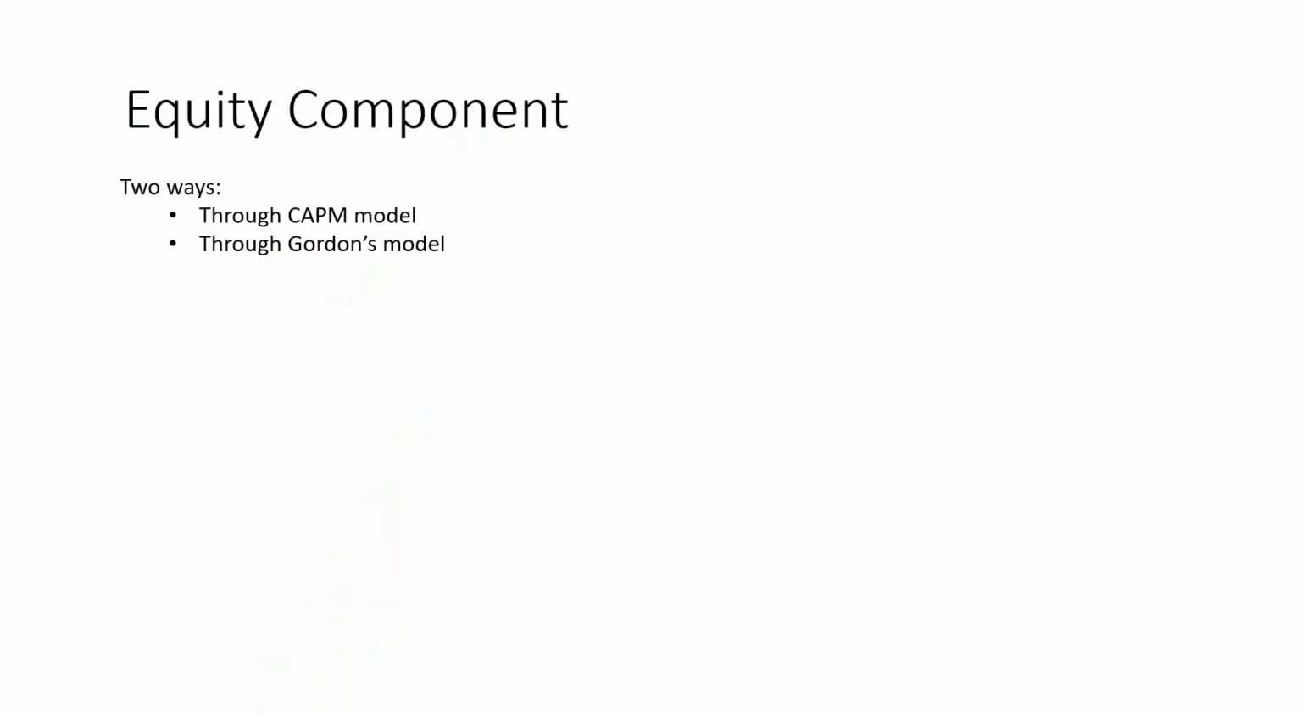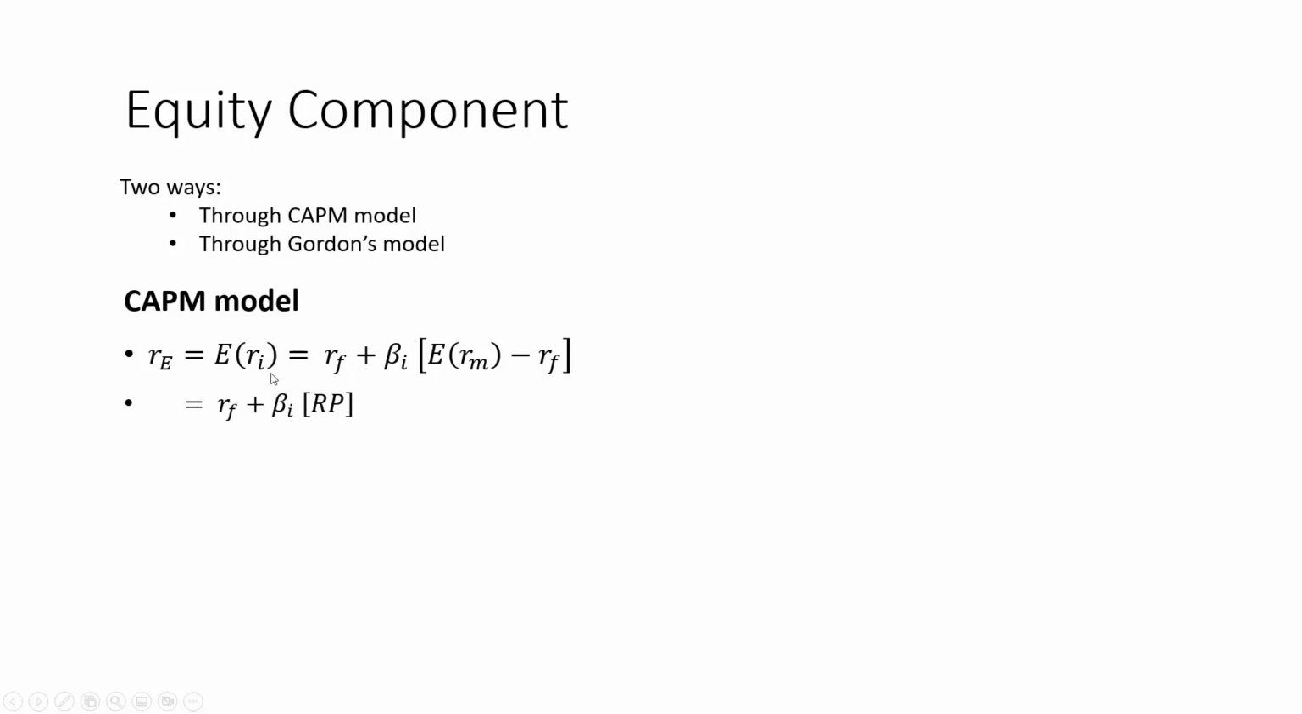The equity component, cost of equity, can be computed in two ways. The capital asset pricing model, the CAPM model, or Gordon's model of dividend growth. So let's look at each of them separately. First, we'll look at the CAPM model. In the CAPM model, we know that the expected return on equity is the risk-free rate plus beta times the risk premium, RM minus RF. So all we have to do is find the risk-free rate, find the beta, and multiply it by the risk premium. That's it.